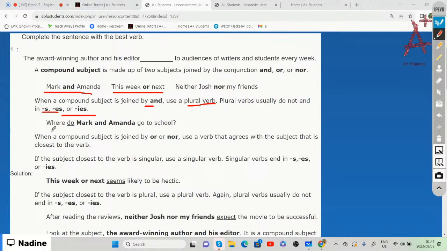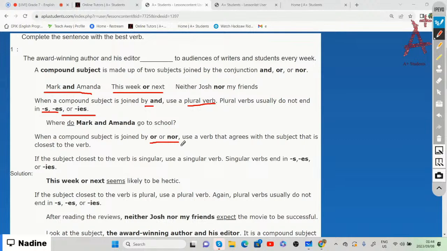And when a compound subject is joined by or, nor, then we use a verb that agrees with the subject that is closest to the verb. And if the subject closest to the verb is singular, then we use a singular verb. And remember, singular verbs end with S, ES, or IES. So this week or next week seems likely to be hectic. So we say seems, not seem, seems likely to be hectic.